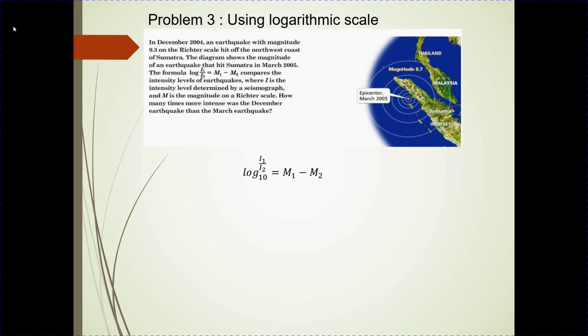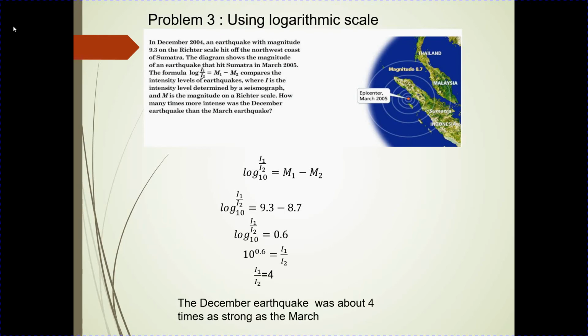Okay? Then, what else is given? The magnitude of the earthquake in each month is given. So, log of I1 over I2 is equal to 9.3 minus 8.7. Simplify it. Then convert this into an exponential equation. So you will get I1 over I2 is equal to 10 to the power of 0.6, which is approximately 4, which means that the December earthquake was about 4 times as strong as the March. So this is one problem that relates to the logarithmic scale.